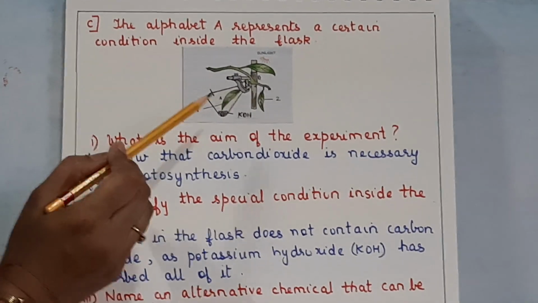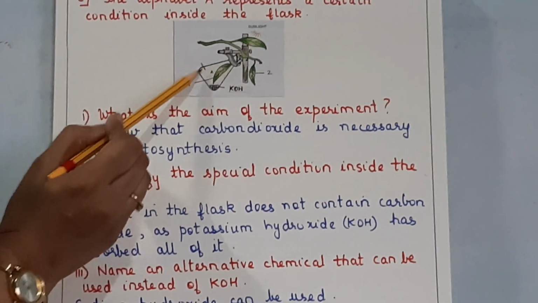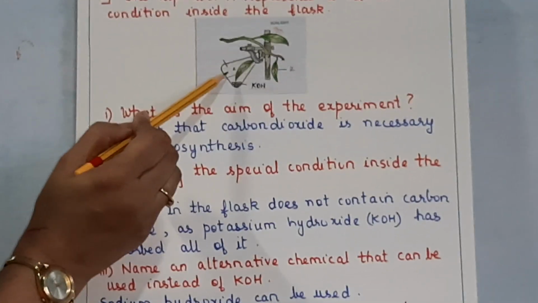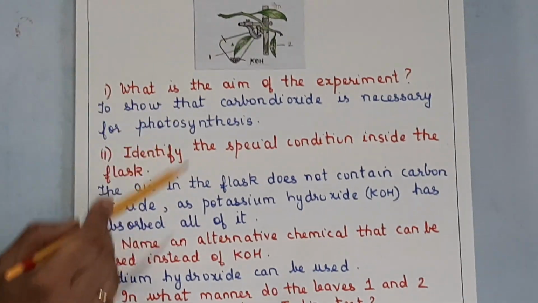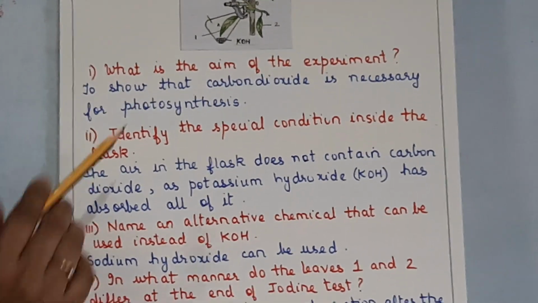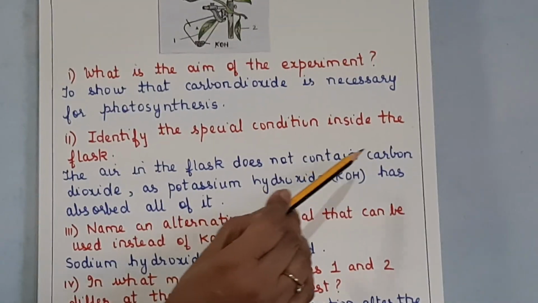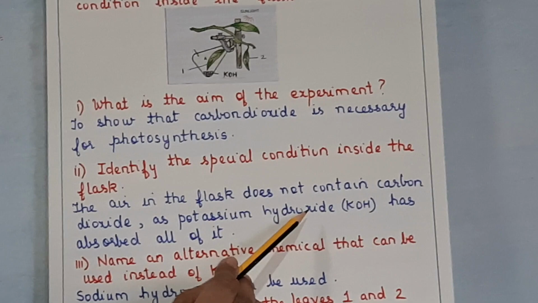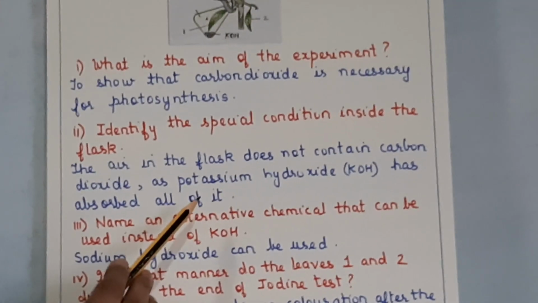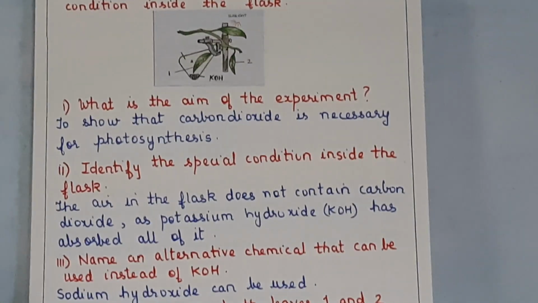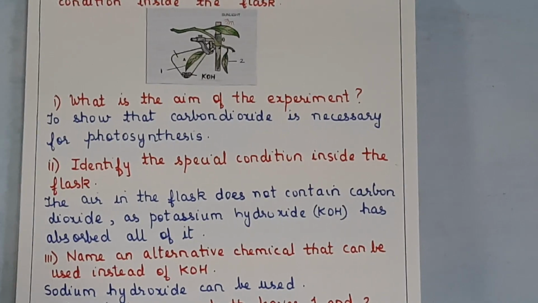Now what is the special condition? This A indicates a special condition inside the flask. So you will say that the air inside the flask does not contain carbon dioxide because KOH has absorbed all of it. So air in the flask does not contain carbon dioxide as potassium hydroxide has absorbed all of it. Now apart from KOH, any other chemical you can use? Yes, you can use sodium hydroxide.